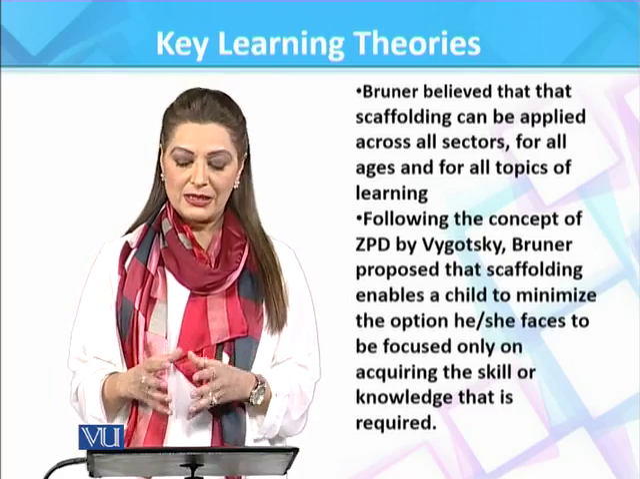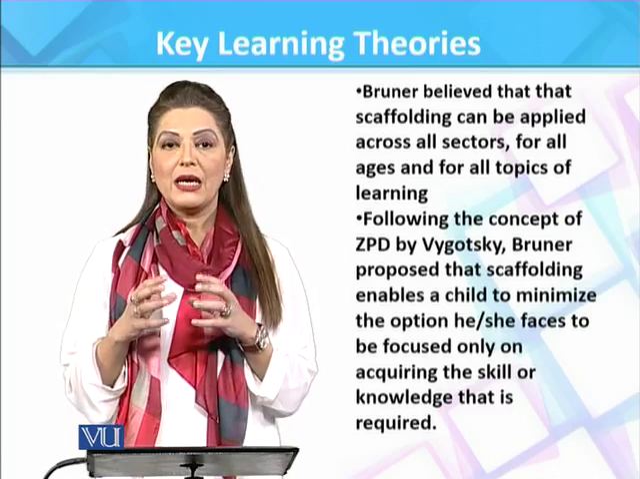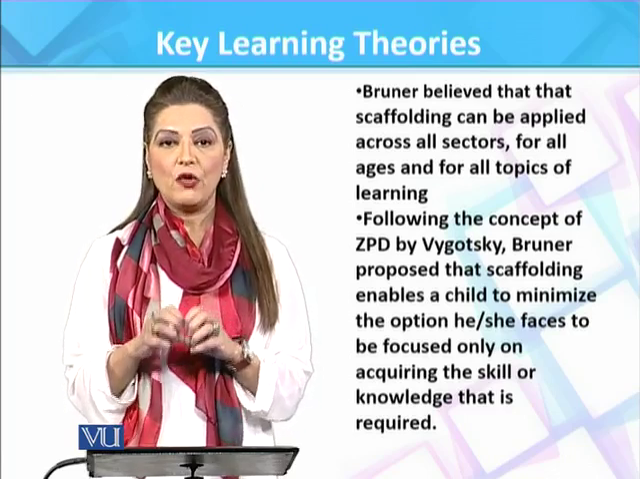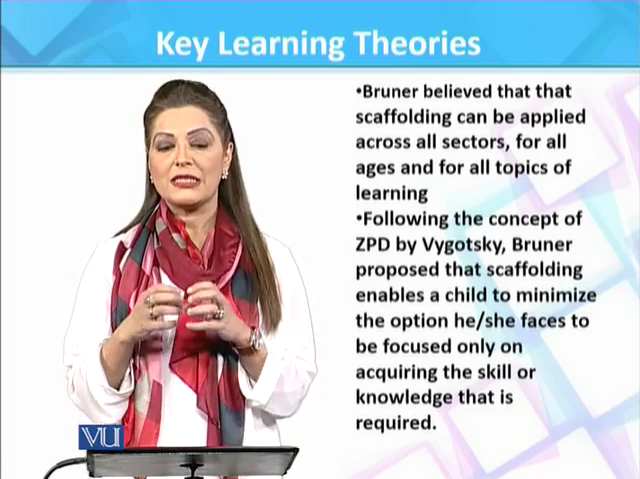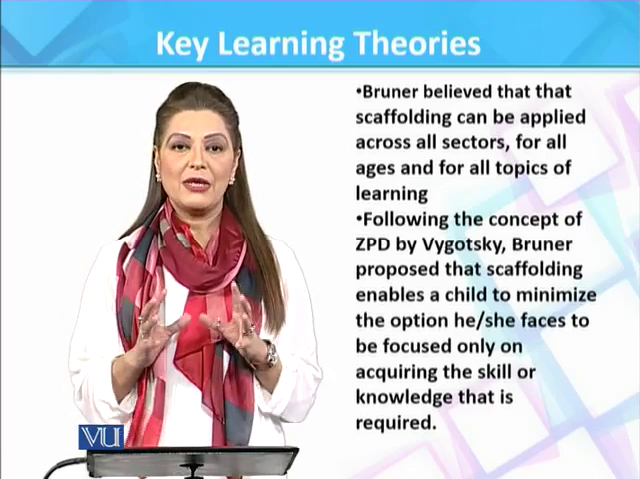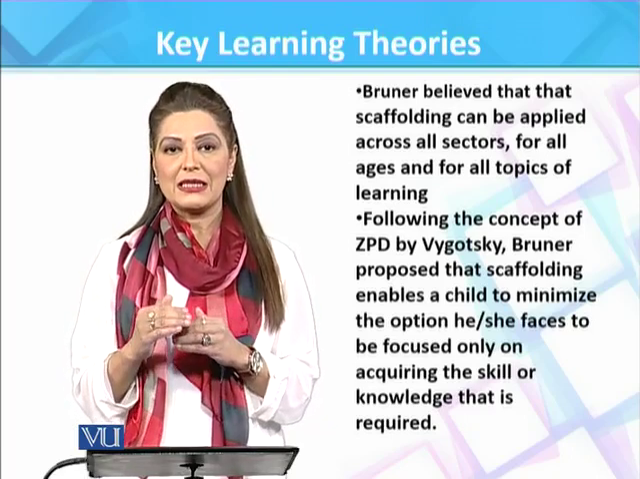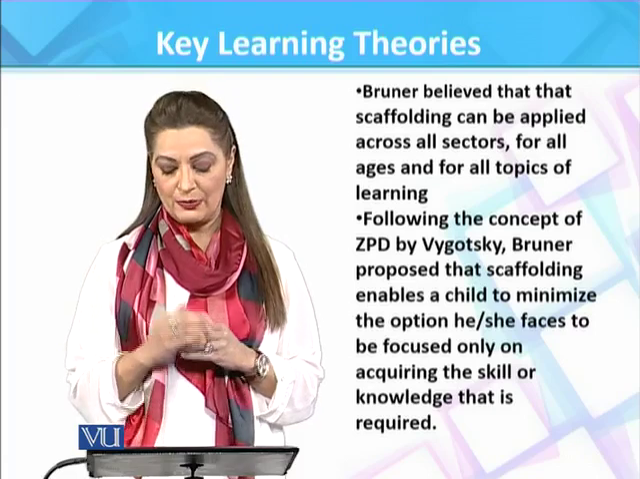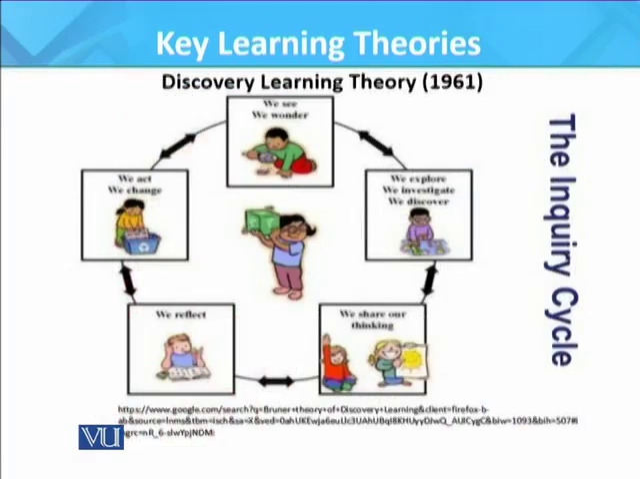Now this, what Bruner feels, is a very good mechanism whereby a learner remains focused on the task which is leading to the acquiring of a particular piece of knowledge. Other stimuli can cause distraction, so a learner needs assistance in that particular phase or in the process of acquiring new knowledge. So his discovery learning theory, which he published in 1961, has something like this.